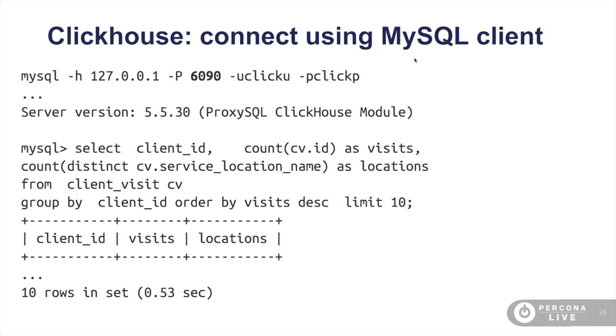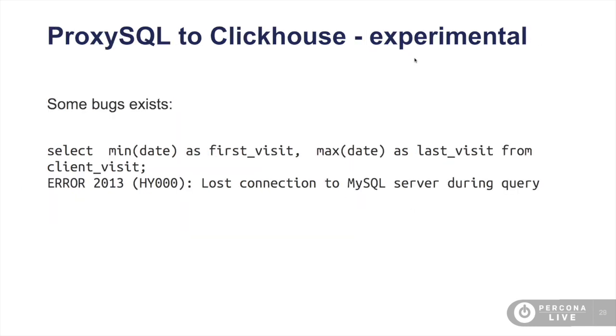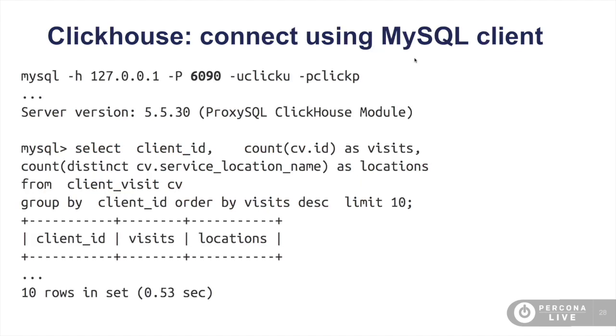Unfortunately, this is experimental, and there are some bugs here. When I try to manipulate the date, it may end up with an error, lost connection to MySQL. Finally, when it is more stable, I think it will be a more viable option. So I was able to run the original query without dates, or if I convert dates to strings, I can still run it, but it looks like it doesn't support the native ClickHouse date type.